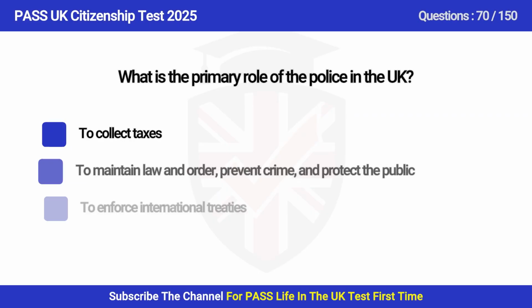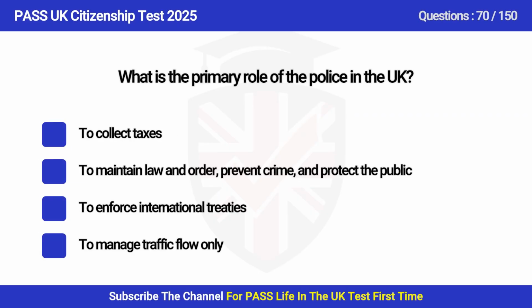Question 70. What is the primary role of the police in the UK? A. To collect taxes. B. To maintain law and order, prevent crime and protect the public. C. To enforce international law. D. To manage traffic flow only.